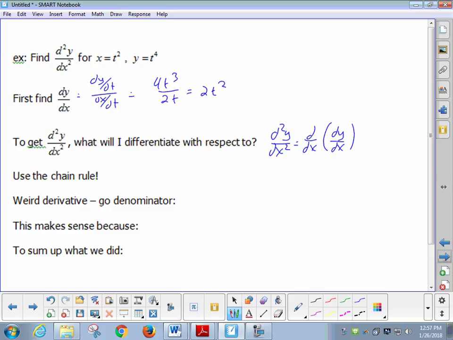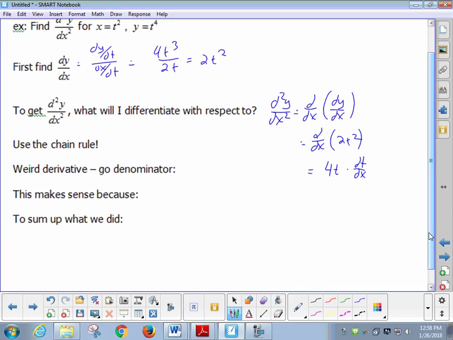Notation-wise, that makes sense. That makes the second derivative of y with respect to x. Well, what does dy/dx yield from previous work? 2t squared for this case, right? Well then, we're going to take the derivative of that with respect to x. That is 4t dt/dx, all right, via chain rule.